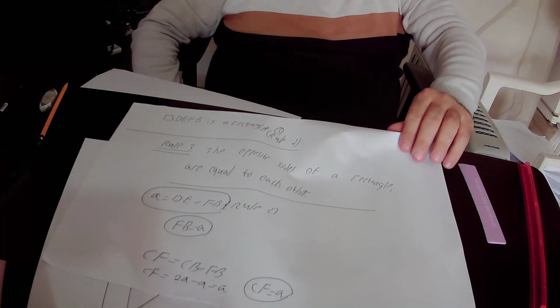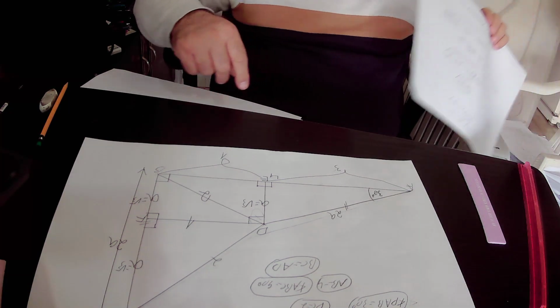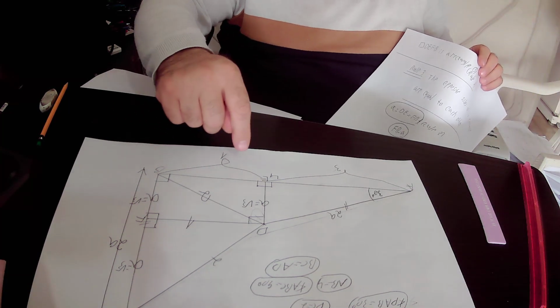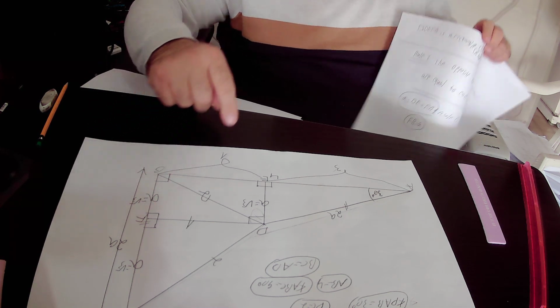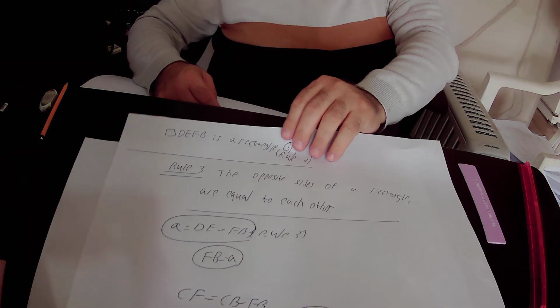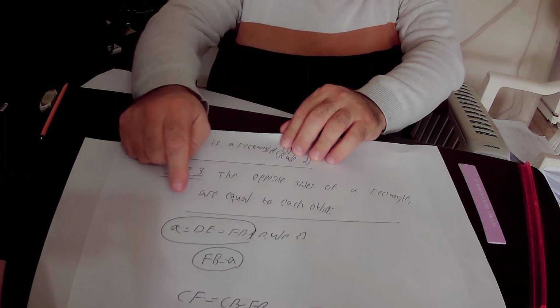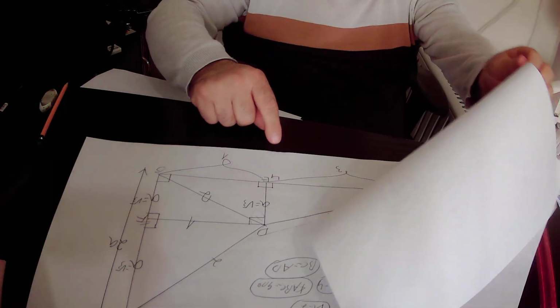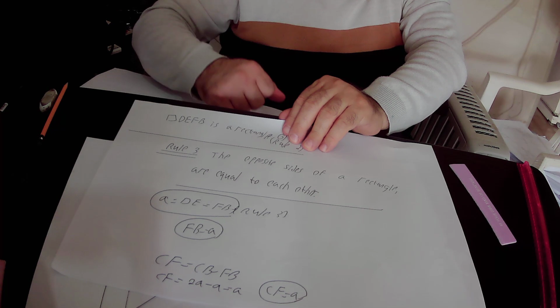So in our rectangle, it means that ED equals BF according to rule number 3, but we defined DE as A. DE equals A according to our definition. Therefore, BF also must be equal to A.